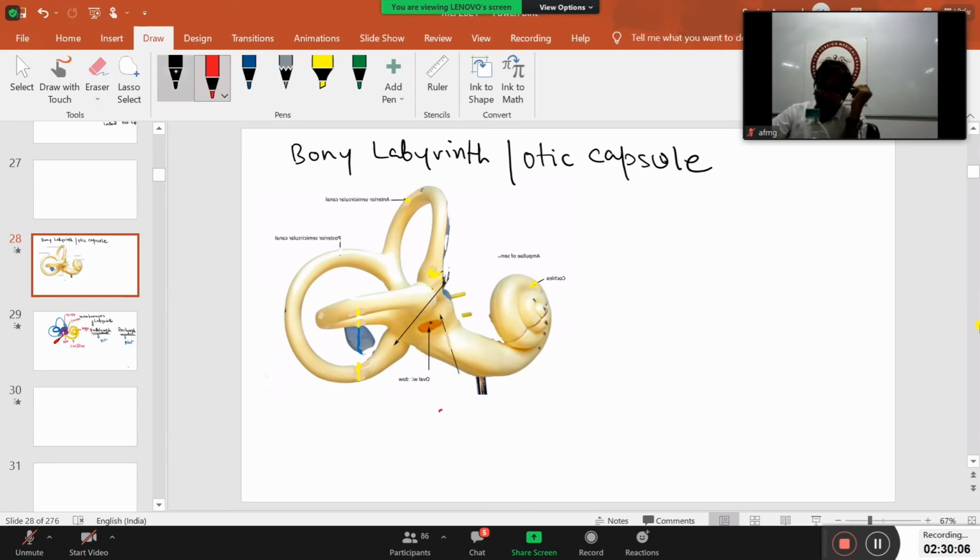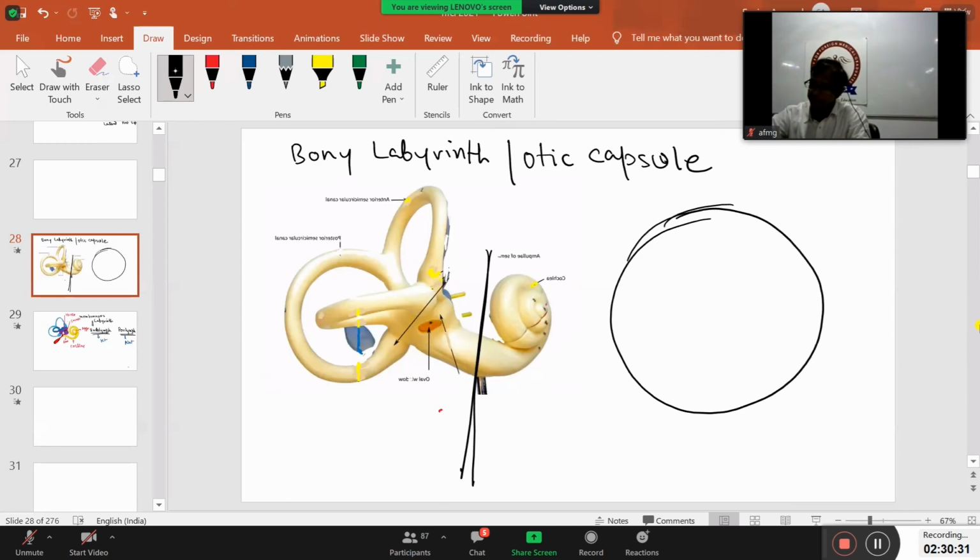Now, suppose you cut the cochlea here, and look at the cut end. Suppose this is the base of the cochlea, and you cut it here. What does the cochlea look like? Circular. So this is a bony cochlea. The bony cochlea is circular, like this, at the cut end. But the membranous cochlea is triangular, like this. So this is your bony cochlea.